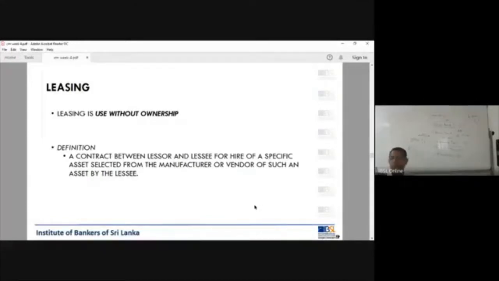I go to a car dealer and select a vehicle and come to Bank of Ceylon and say, okay, I want this vehicle. Bank of Ceylon will buy the vehicle on behalf of me. Absolute ownership is with the Bank of Ceylon. Actual owner is Bank of Ceylon. It is given to me for the use. For this use, the asset has been selected by me. I am paying a monthly commitment for 48 months.